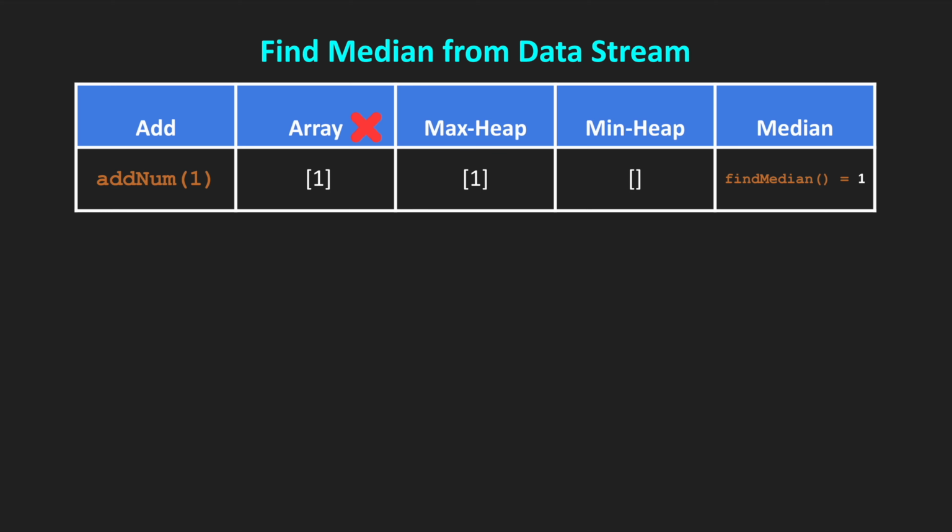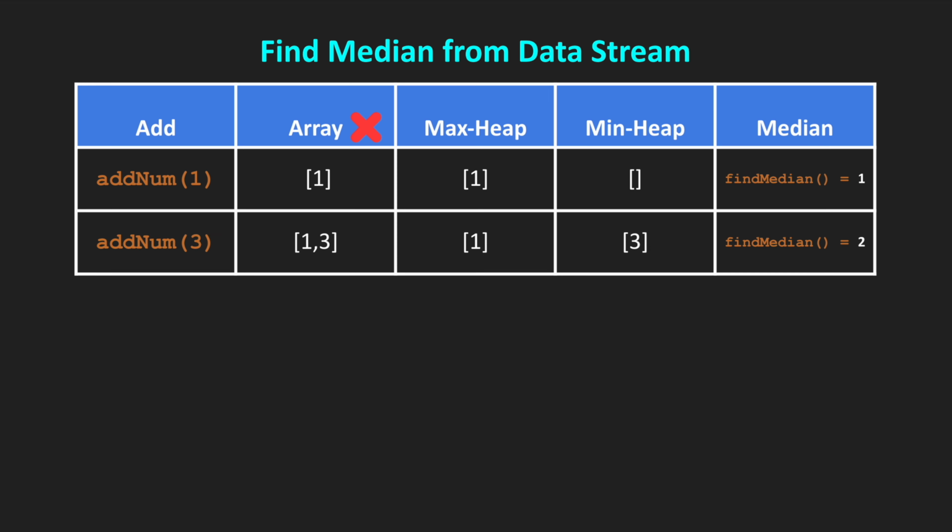So what we're going to do is store in the max heap the smaller half of the elements that we have received so far, and in the min heap we are going to store the larger half of the elements that we have received so far. So for example, we call addNum, and we add that to our max heap. Then we call addNum and we add 3, so we add that to the min heap.